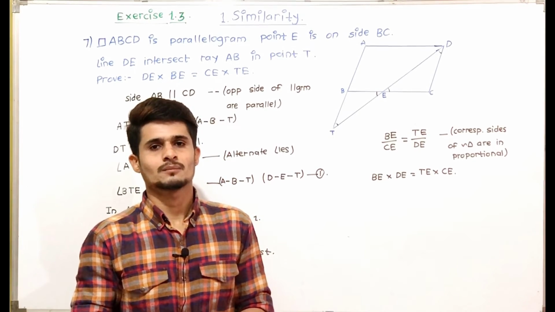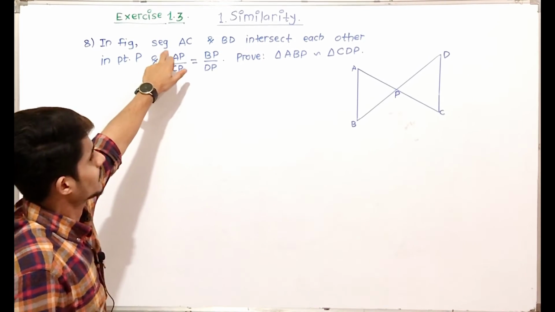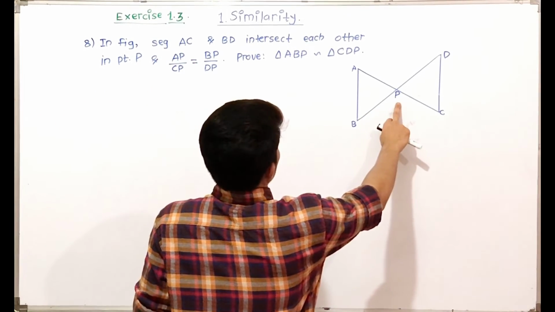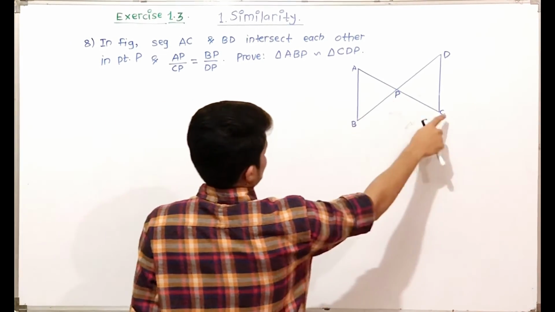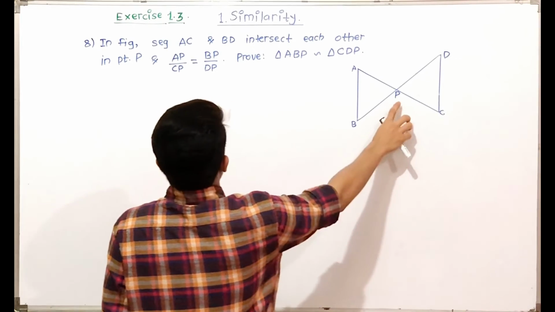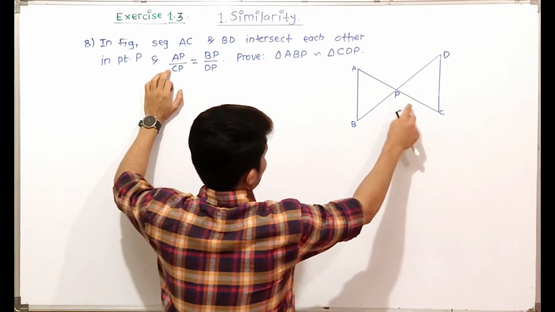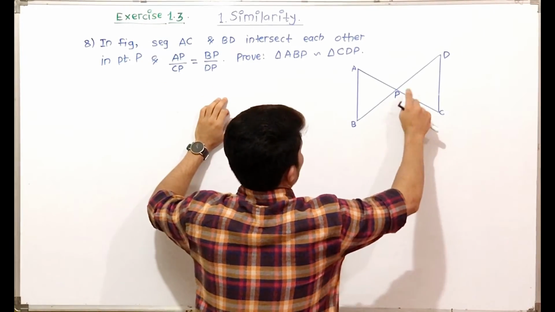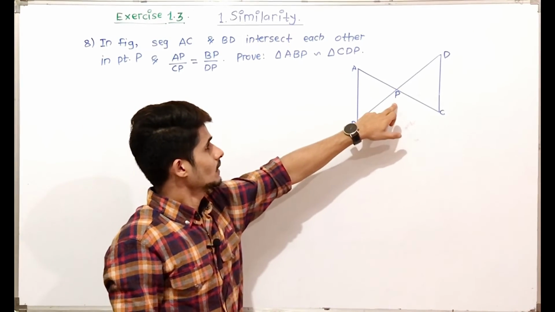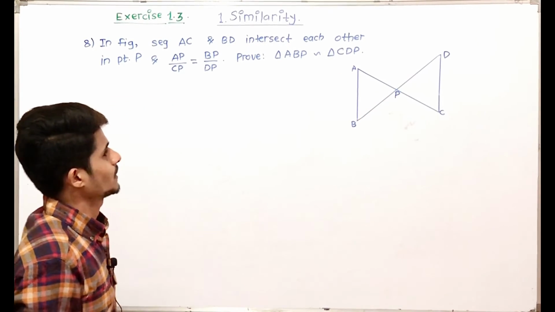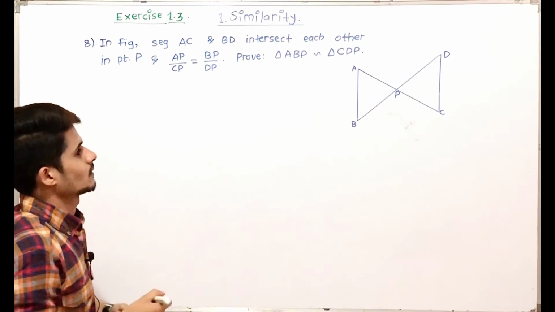Similarly, we'll solve question number 8. In the figure, segments AC and BD intersect in point P, and AP upon CP is equal to BP upon DP. Prove triangle ABP is similar to triangle CDP. We have to prove that these two triangles are similar.